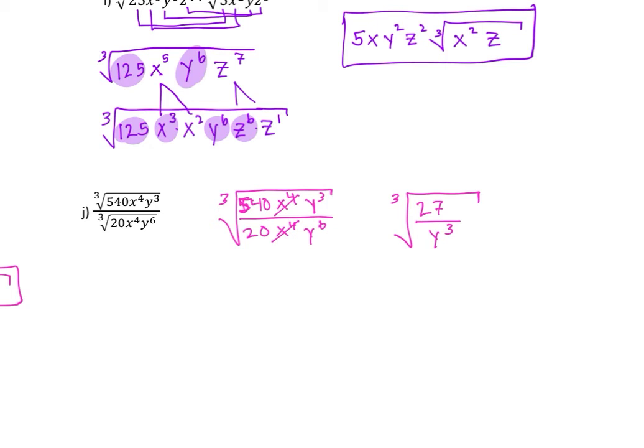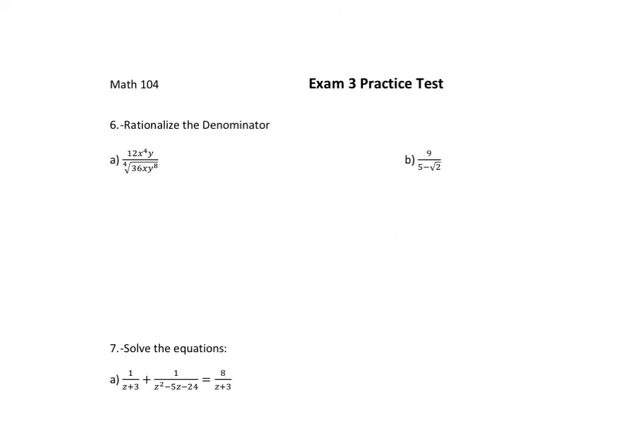All right, now both of those are perfect cubes, so the cube root of 27 is 3, and the cube root of y cubed is y. And there we go, that is our final answer. And that is it for the first page, or the third page. Let's go ahead and move on to the last page.